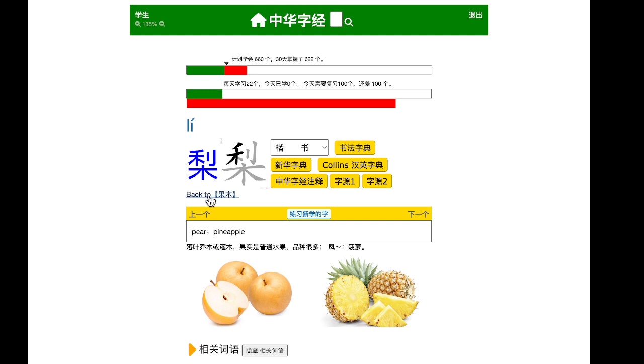Li. This li on top is li, like in li run, profits, benefits, that type of li. But this one's got the wood, the tree thing on the bottom. Li means pear. But once again, for some reason, feng li, where feng is phoenix, like the mythical creature, feng li means pineapple. So for some reason, pineapples are also called phoenix pears.